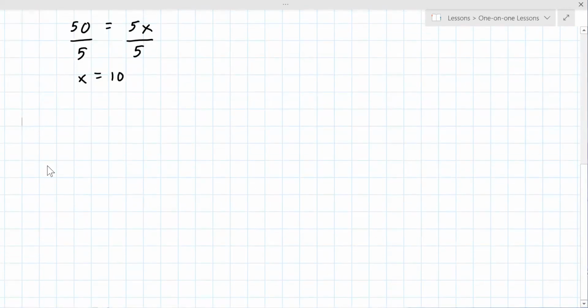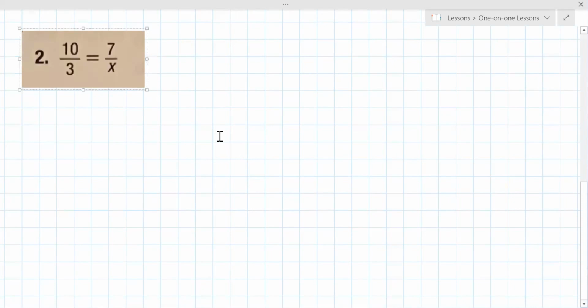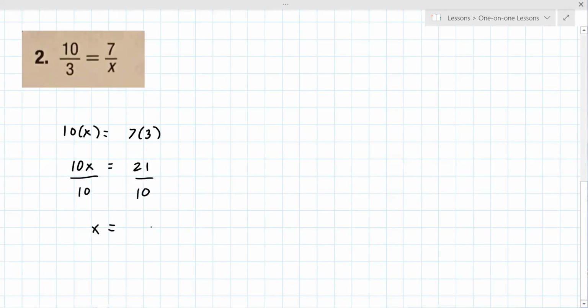Snip that in here. All right, so we got the same thing here. 10 times x equals 7 times 3, so 10x equals 21. Divide both sides by 10, so x equals 2.1, or 21 divided by 10. Either of those would be okay in this case.